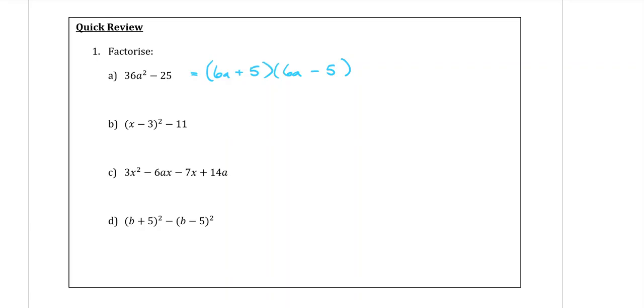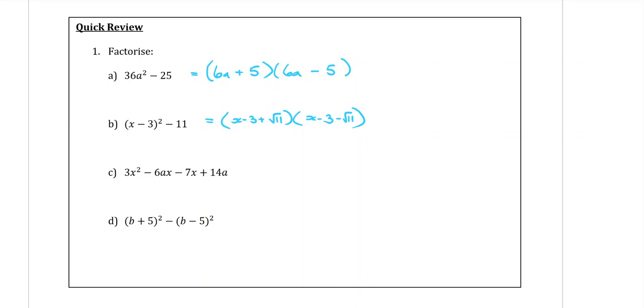B is also a difference of two squares because I have something squared minus something else. So it's going to have the two big brackets again. When I square root (x minus 3) squared, I get x minus 3 at the beginning of each bracket. When I square root 11, I have to go to surd form. So square root of 11, square root of 11, one is a plus and the other is a minus.